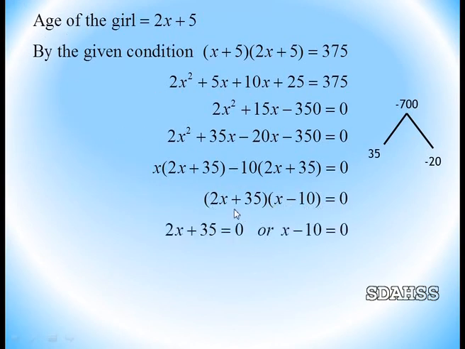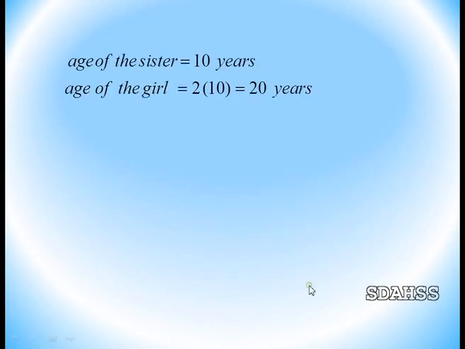The first factor 2x plus 35 is equal to 0 or the second factor x minus 10 is equal to 0. So x is equal to minus 35 by 2 or x is equal to 10. A negative value cannot be possible, so consider x is equal to 10. So the age of the sister is 10 years and the age of the girl is 2x. In place of x you have to substitute 10. So 2 into 10, 20. So 20 years.